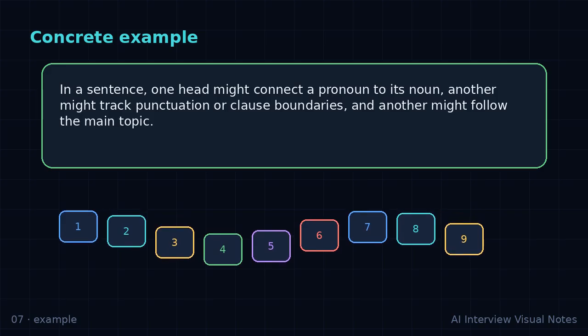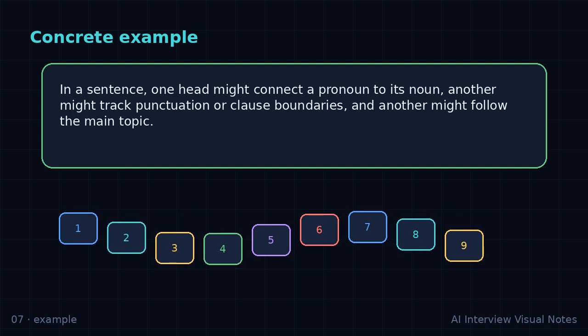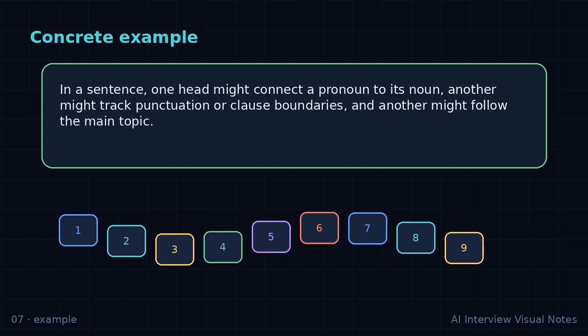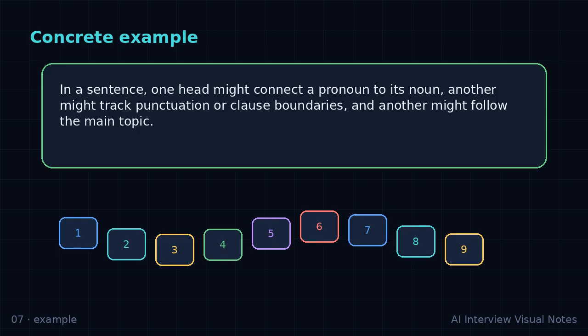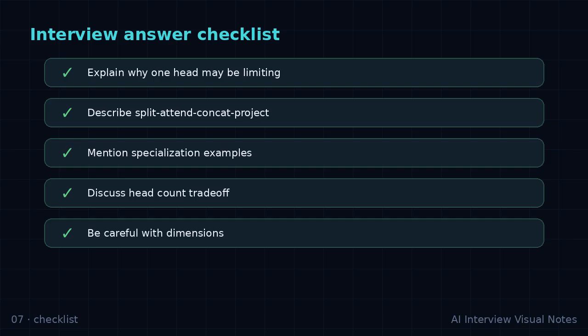Quick recap: multi-head attention. Learning multiple relationships at the same time. Use the mental model, define the pieces, give the example, and close with the practical trade-off. That is the answer structure to keep in your head.